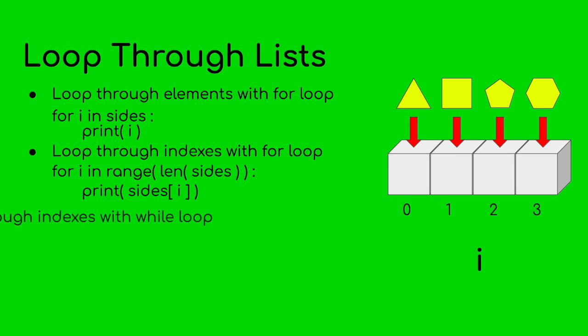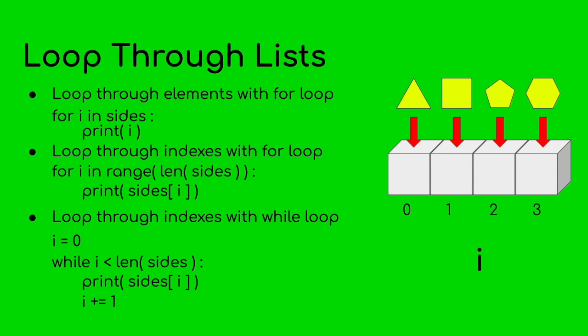So you could also do a similar thing with a while loop. So you'll have I as your counter, and while I is less than the length of the sides, you will print the ith index of sides, and then you will increase I by 1. So it's pretty similar to the for loop. So 0 goes into I, and then you print triangle, and then 1 goes into I, and then you print square. 2 goes into I, and then you print pentagon, and then 3 goes into I, and then you print hexagon.